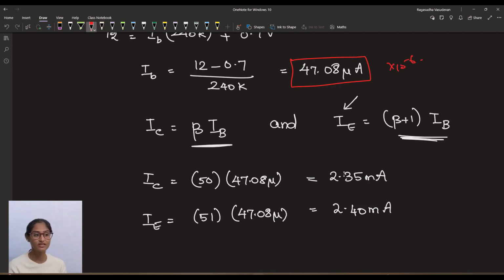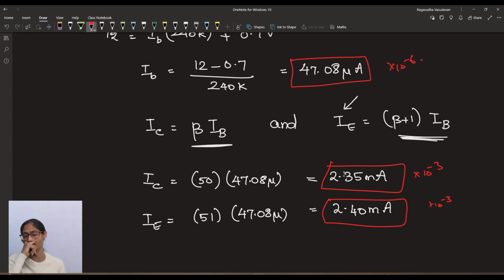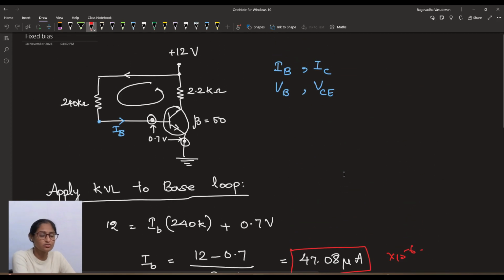Micro means into 10 power minus 6. Okay, IC is in milliampere, which is into 10 power minus 3. And IE is also in milliampere, which is into 10 power minus 3. The base current is really small, and IC is 2.35 milliampere and IE is 2.40. This is how you will get it in any transistor which operates in the active region. All the three currents will be positive, and you will observe that the value of IB is much lesser. This is designed in such a way that the IB is so less.